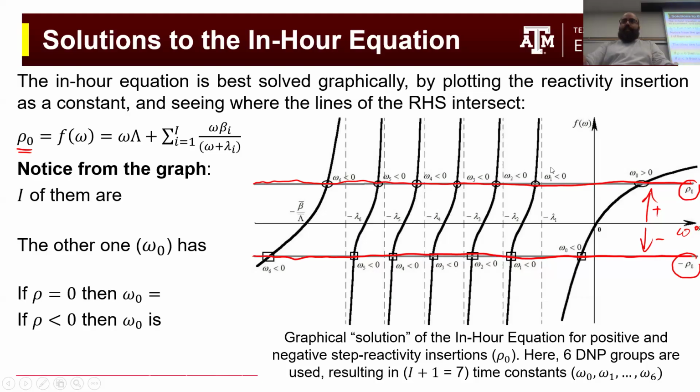horizontal lines. And it doesn't matter if I'm looking at the positive case or the negative case. Notice that because I have I groups, I have I plus one exponentials. So I have a root corresponding to omega zero, and I have a root for omega one, two, three, four, five, and six. So in this case, I'm using six delayed neutron precursor groups. That gives me six plus one, seven exponentials. And notice that capital I of these exponentials, these six, are always negative. So I of these time constants are always negative.